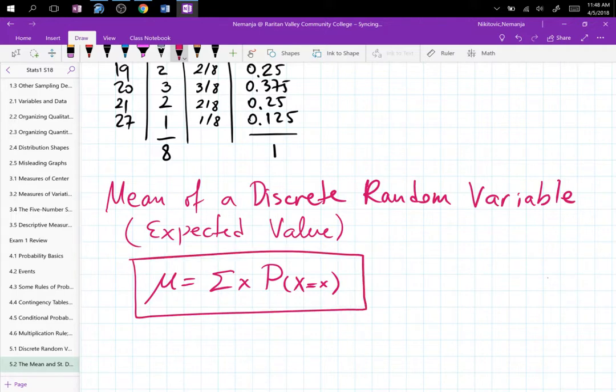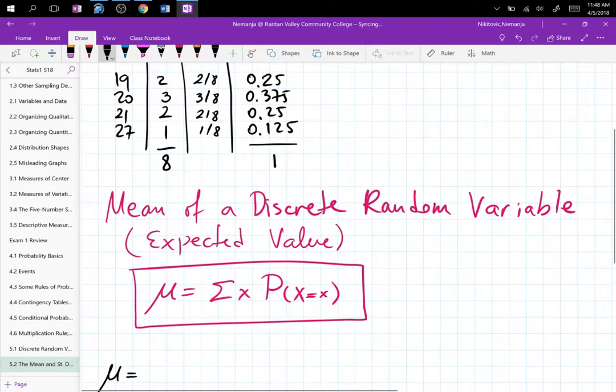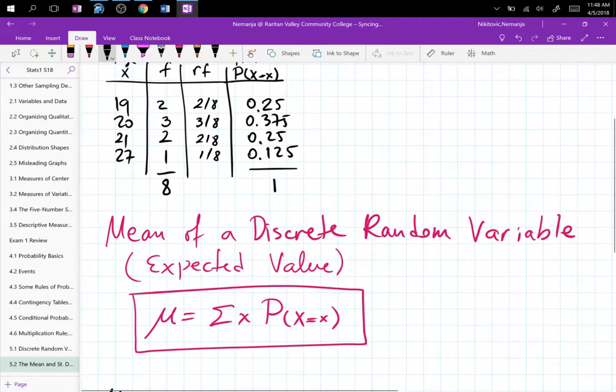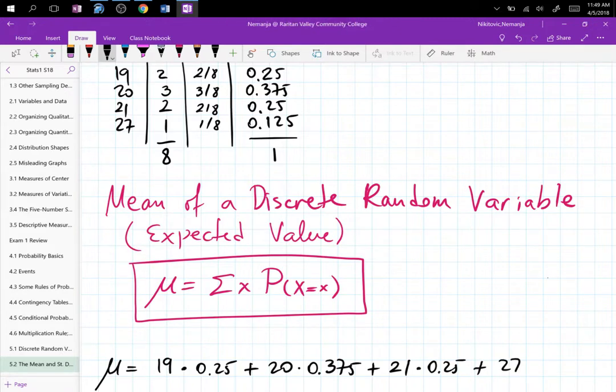So we are going to add every x times its probability. So for our example up there, mu is equal to, the variable x is 19 times the probability of 0.25 plus 20 times 0.375 plus 21 times 0.25 plus 27 times 0.125.